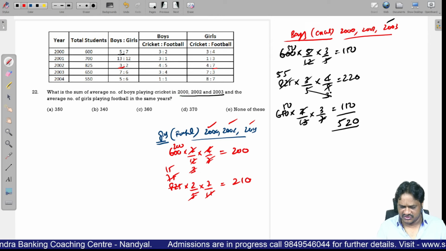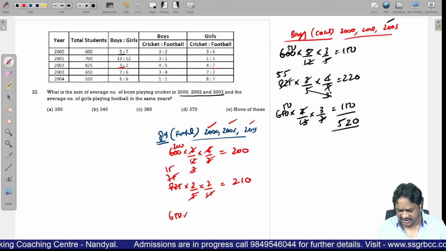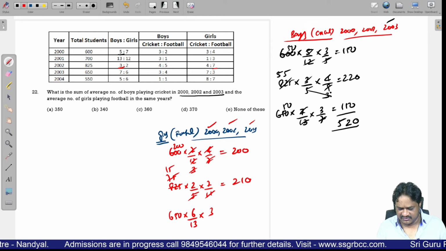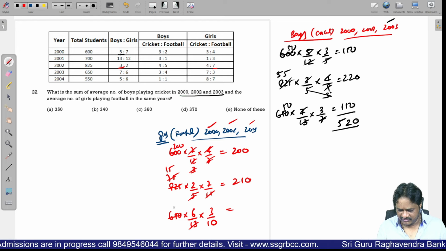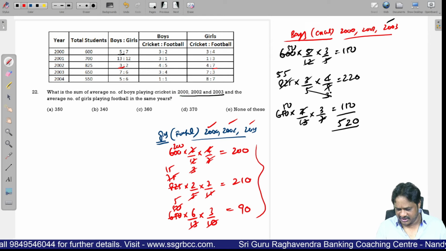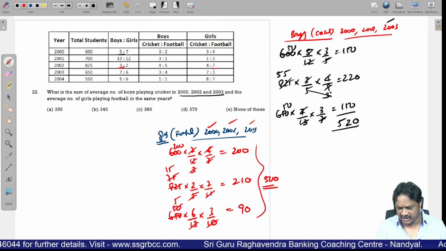Next 2003. It is 650. Girls are 6 by 13. In this football playing girls are 3 by 10. Let us do this one. 13 ones, 13 50, 10 ones, 10 5. It is 6 into 5 30, 30 into 3 90. So total we are going to get 500.